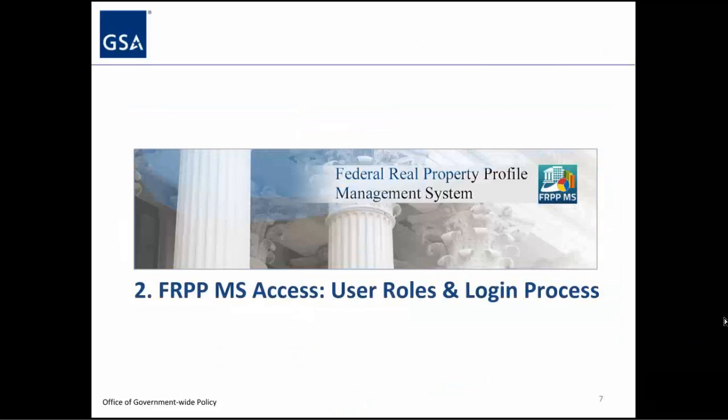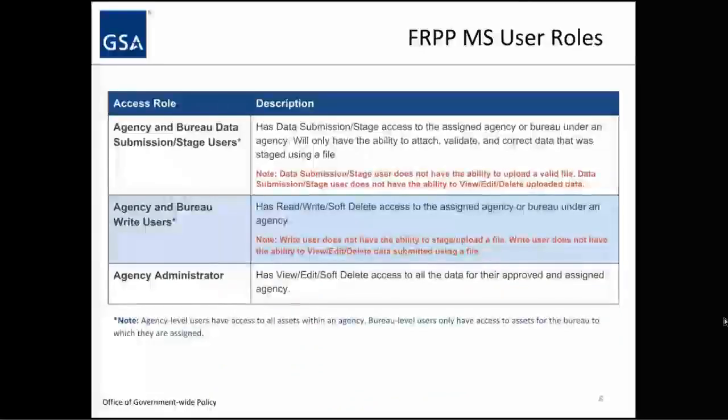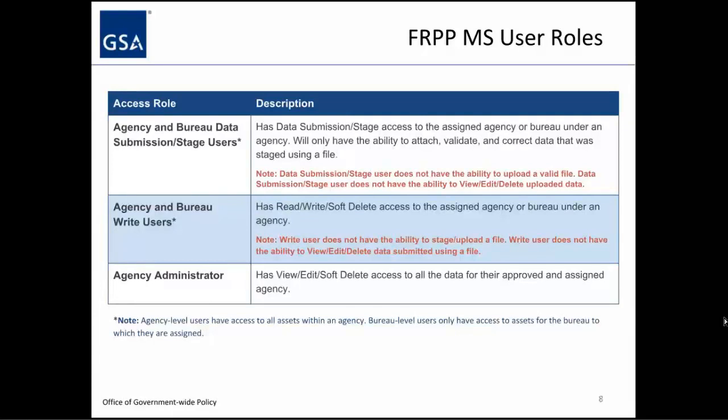Okay, thank you, Chris. I'm going to move on to the user roles and login process. So there are 9 user roles in the FRPP system that you do need to be aware of. So just important to understand the roles of each of these different users. These are usually assigned at either the agency or bureau level. You can see there's a note on the bottom there that indicates that agency level user roles have access to all assets for the agency, while bureau level only to the bureau.